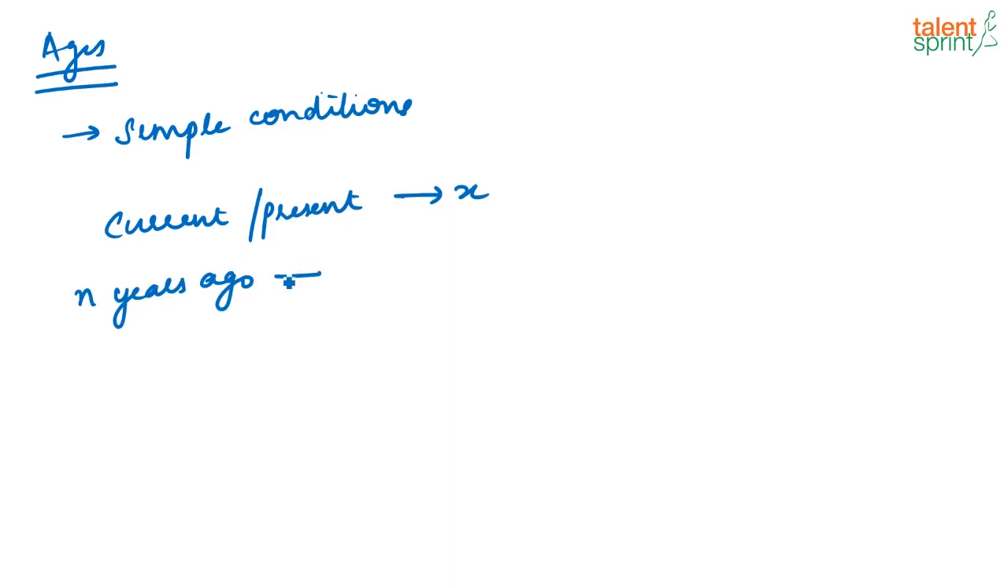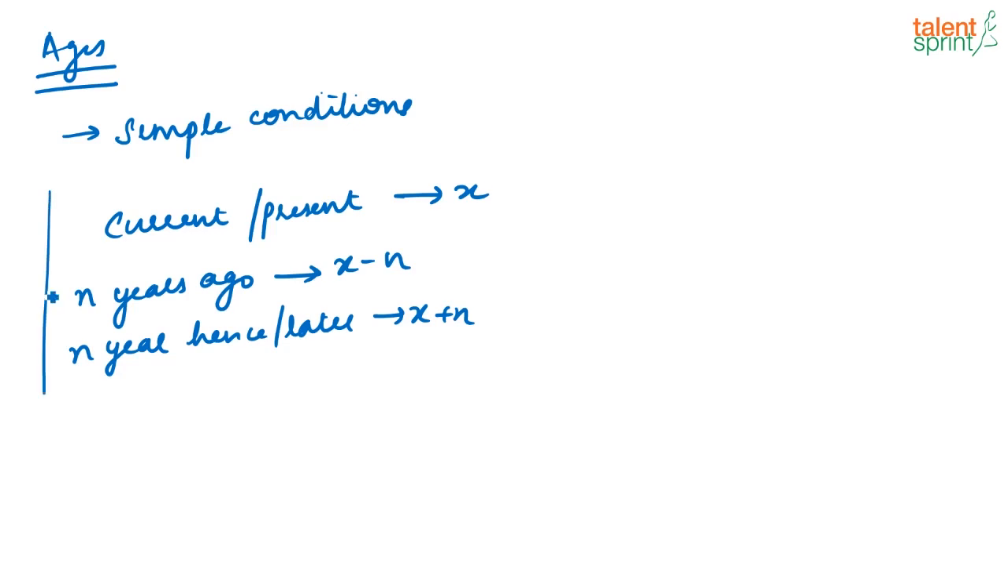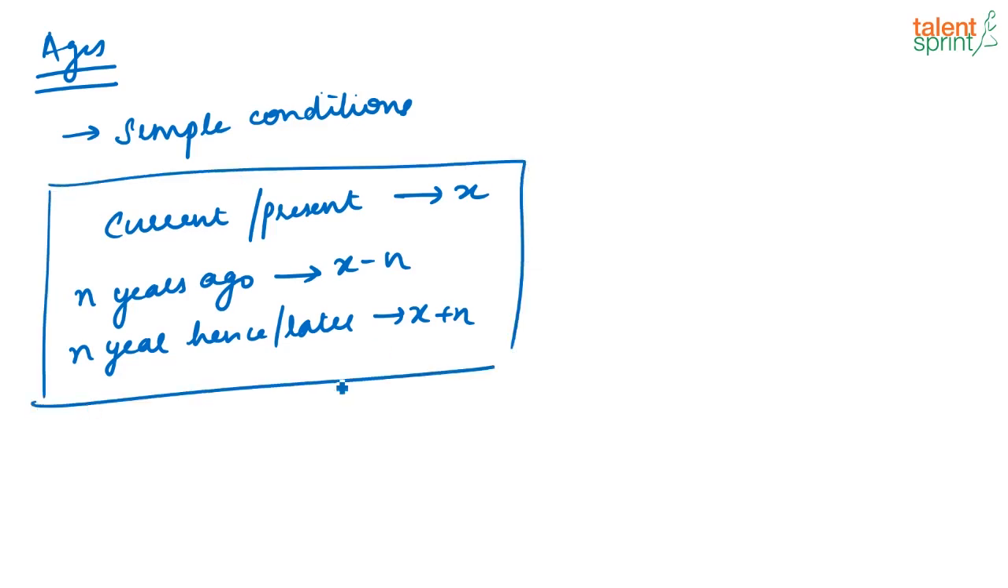N years ago his age will be X minus 1. N years hence, or n years later, his age will be X plus n. So this is one very basic thing that we will make use of in questions. When we frame the equations, this particular concept will be very important. Other than that, there are no formulas that you will have to remember from this topic.